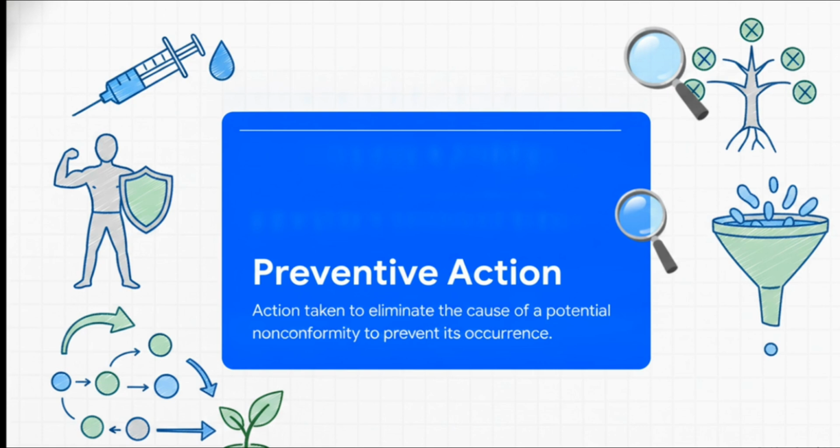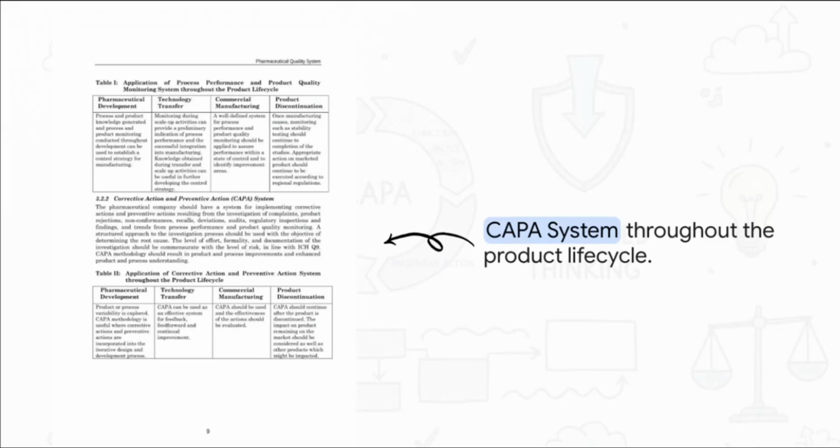Going back to our medical analogy for a second, if a corrective action is treating a disease, preventive action is like adopting a healthy lifestyle and getting vaccinated. It's looking ahead. You can really see how high-stakes industries apply this when we look at the pharmaceutical ICH Q10 standard. The Corrective and Preventive Action System, or CAPA, isn't just something you bolt on to commercial manufacturing. Not at all.